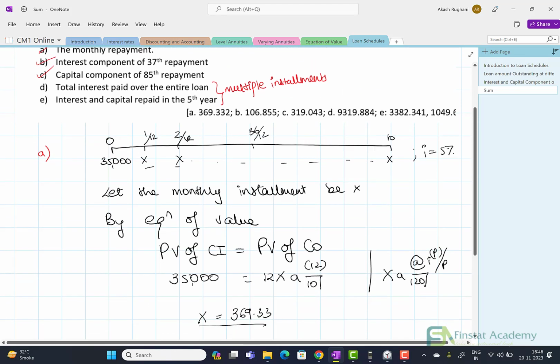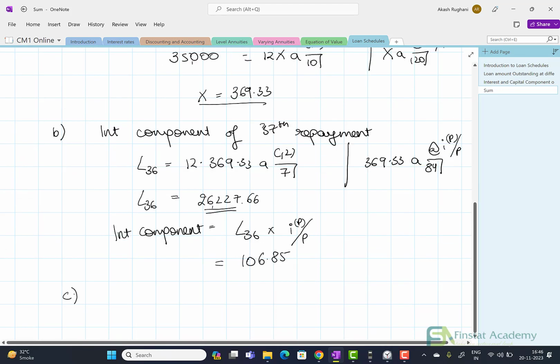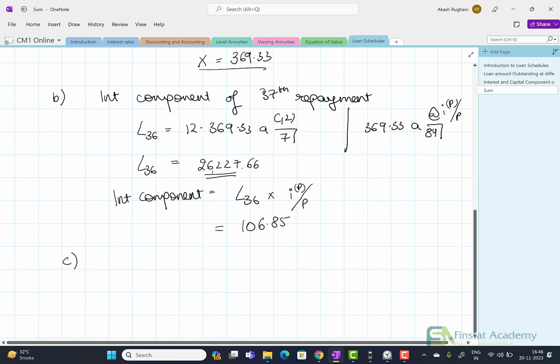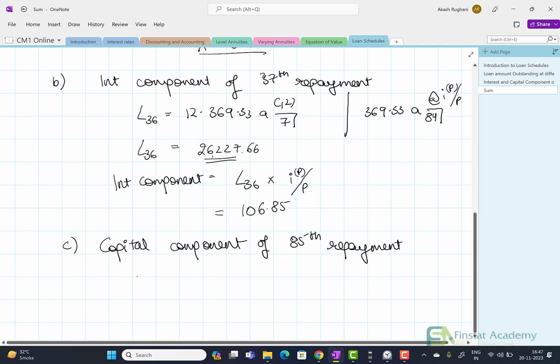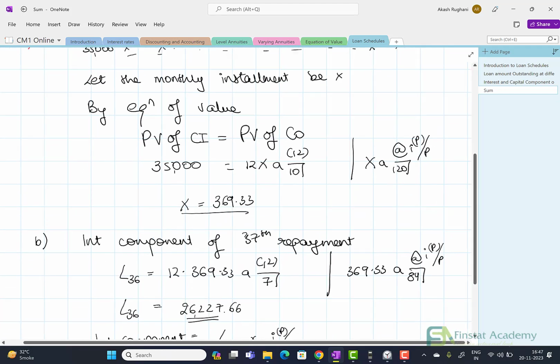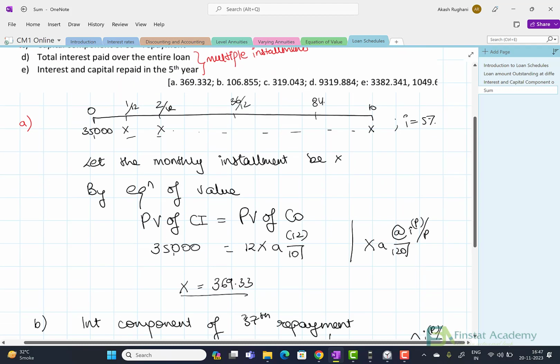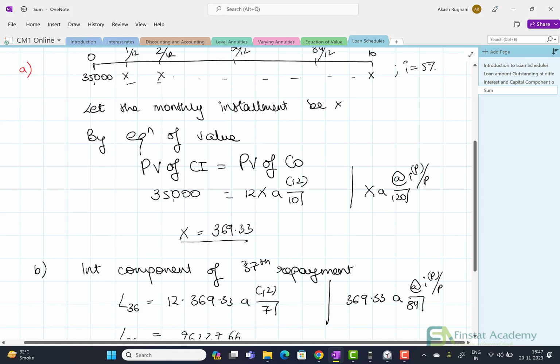Now I have to find the capital component of the 85th. Guys, I'm doing this for the first time, but ideally I would request you to pause the video, try the second one on your own. Yeah, the capital component of 85th repayment. Again, one installment before, L84. Yeah, T minus 1, I'll calculate L84. 84 here represents 84 divided by 12, which is 7. So I'm only left with 3 years now.